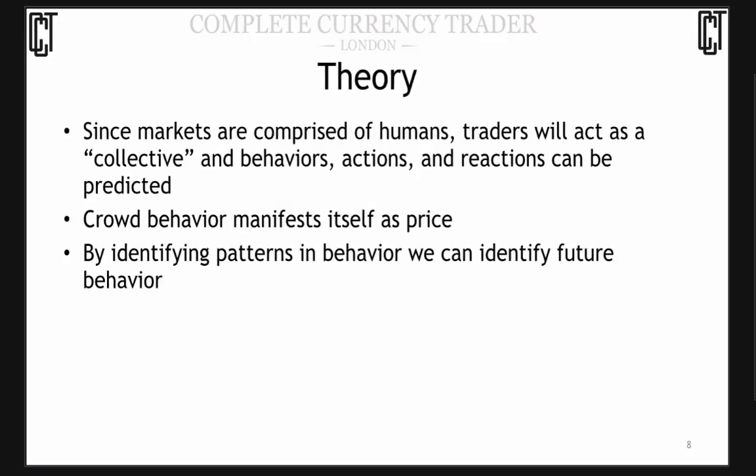The theory behind technical analysis is that the markets, because they're comprised of humans, will always act as a collective, and the behaviors, actions, and reactions can be predicted. Basically, crowd behavior is going to manifest itself in the price, and in doing that, we can see patterns of behavior that will allow us to identify future behaviors. So as we see certain things happening in the marketplace, the crowd's going to move in a certain way and help us identify future things.